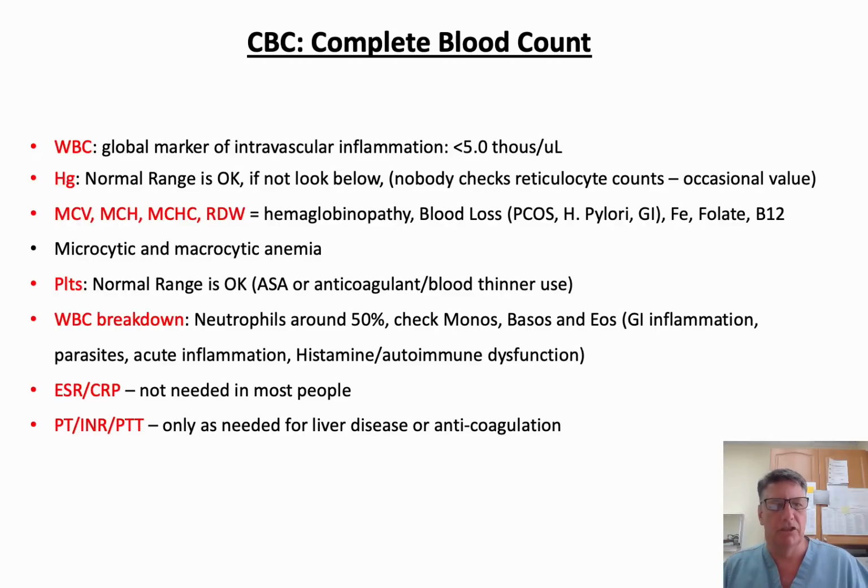If it's not in the normal range, I look below, but I also will ignore normal and look at the MCV, MCH, MCHC, and RDW, which speak to red blood cell size. And we want to look for microcytic or macrocytic anemia or red blood cell size, because that speaks to blood loss, for example, in polycystic ovarian syndrome, H. pylori in the stomach, other GI bleeds. And it also speaks, more importantly, to iron deficiency or iron overload, to folate deficiency, to B12 deficiency, macro and microcytic anemia.